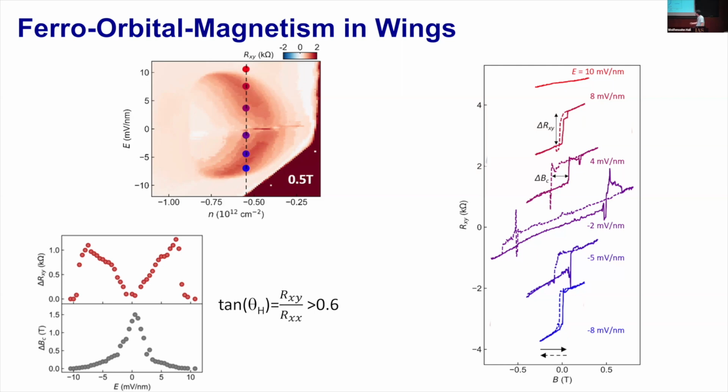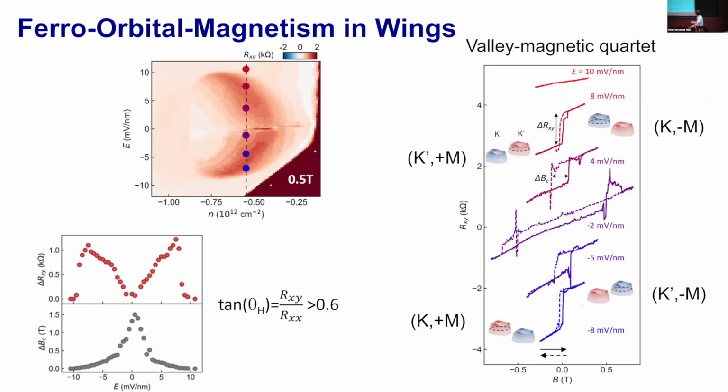If you measure the Hall angle by defining Rxy divided by Rxx, it corresponds to a tangent theta of more than 0.6, which is pretty big, and it's bigger than, in fact, anything that I can find in the literature among topological metals.